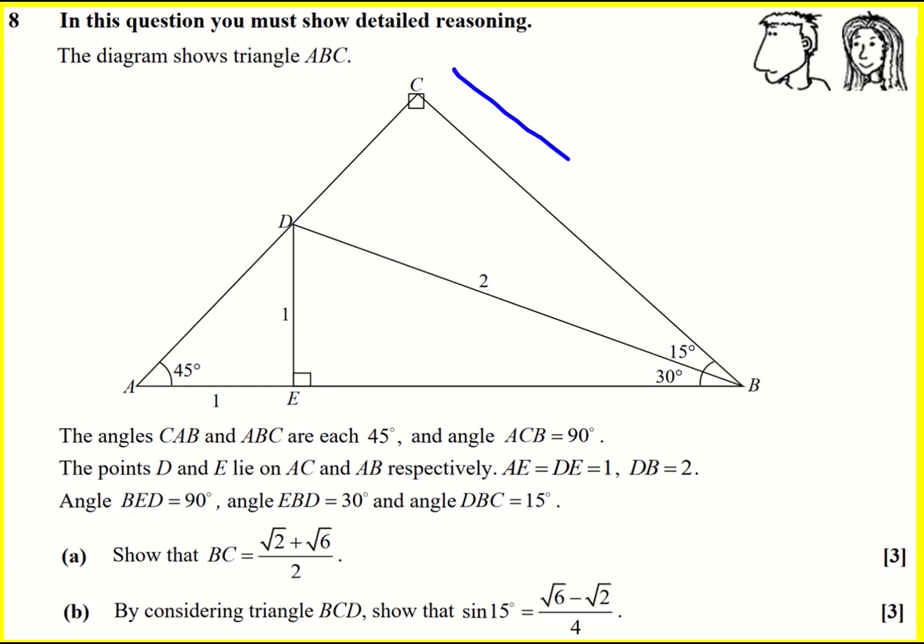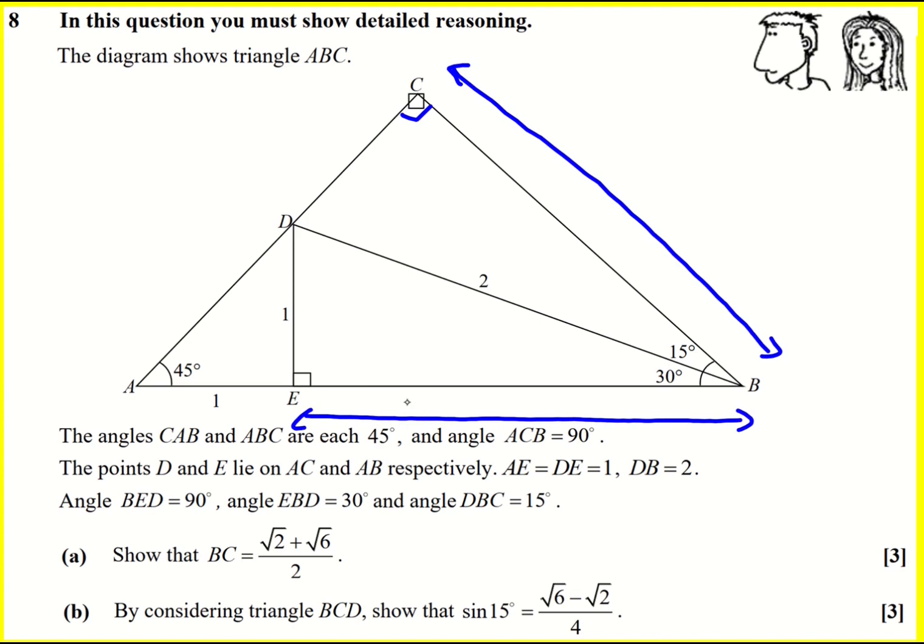For us to show that BC is equal to root 2 plus root 6 all over 2. Now, we've got a right-angled triangle, the main triangle here. This, in fact, is the right angle. The square has not quite been drawn correctly. And so if we can work out the hypotenuse, then we can work out that length BC. And this can be done because we have this smaller triangle inside.